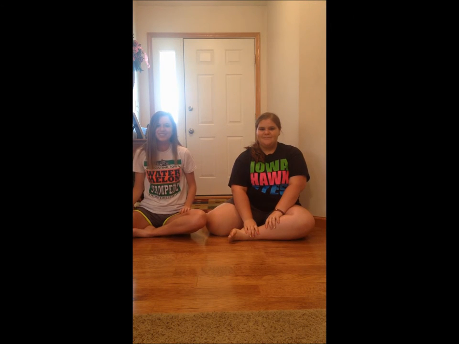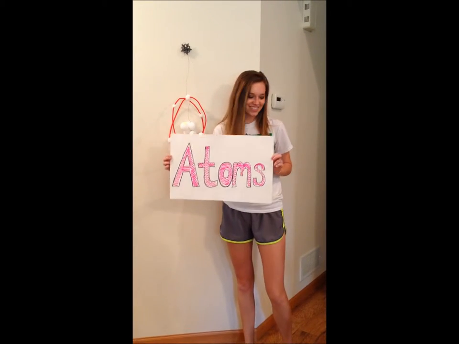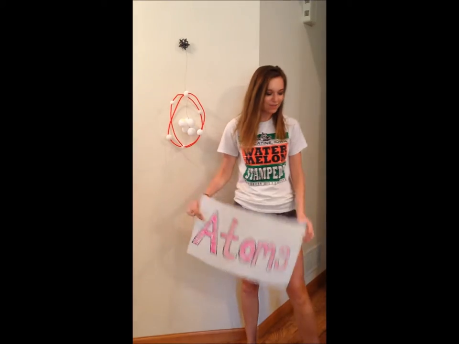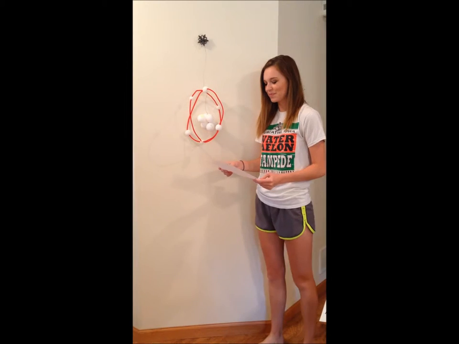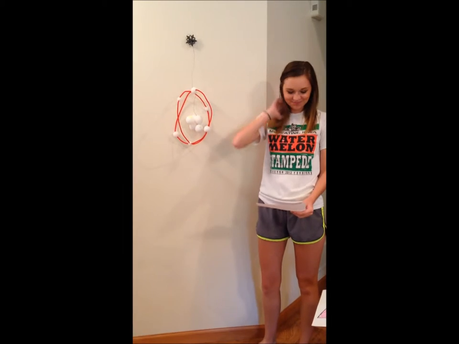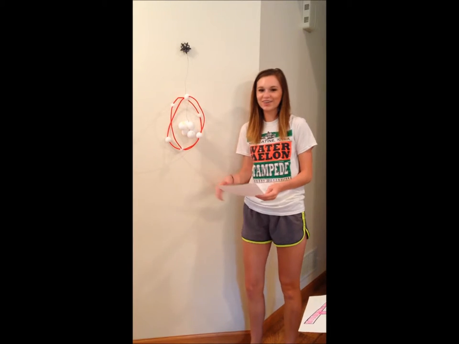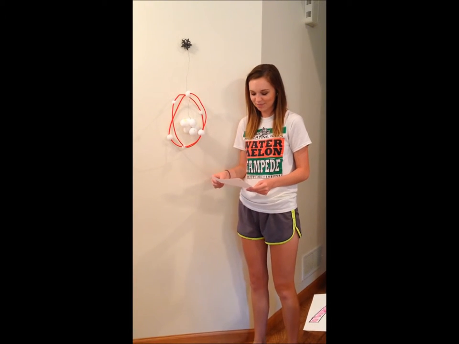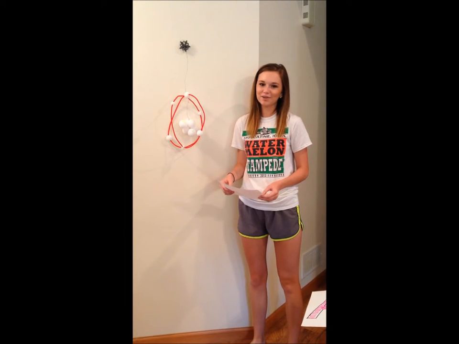Neutrons and electrons. Ooh. Atoms. Everything is made of atoms, but what are atoms made of? Atoms are made of three subatomic particles. Protons, neutrons, and electrons. Protons and neutrons are located in the center of the atom called the nucleus. Electrons are orbiting on the outside of the nucleus, approximately 500 meters away.